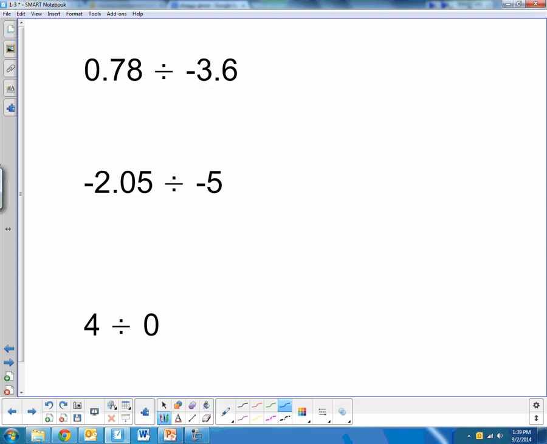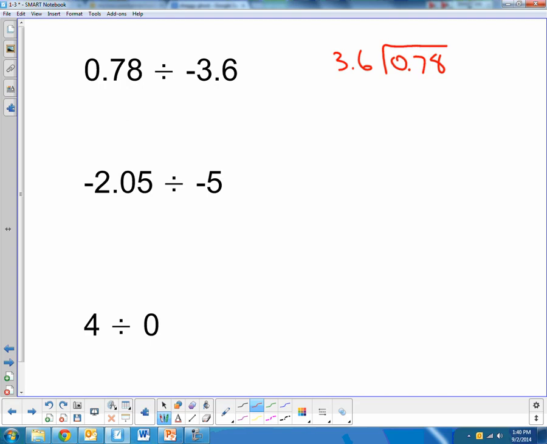When you're setting up for division with decimals, you are going to set it up very similar to if you had whole numbers. And so we've got 0.78 divided by 3.6. Now it is negative, but I'm going to come back to that. So we've got our setup there. Remember, the first number always goes inside of that box or house or whatever you want to call it.